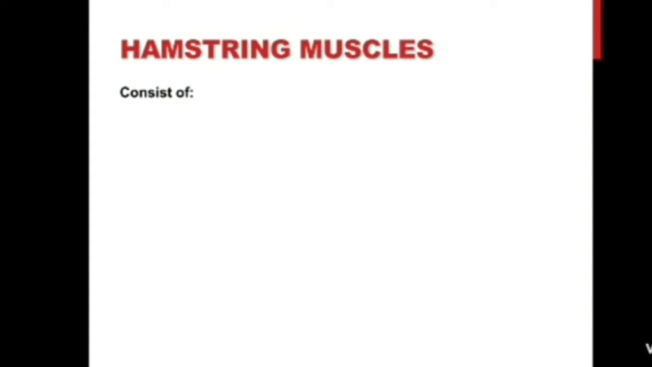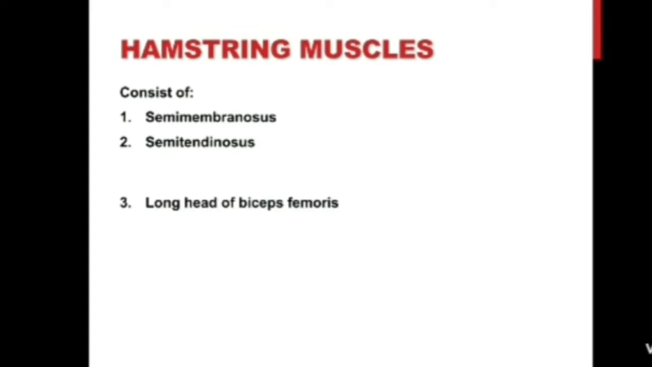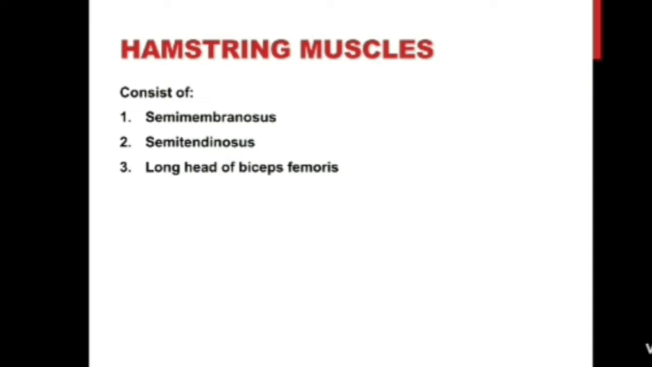So the hamstring muscles, as we have learned, are the chief muscles of the back of the thigh. But what are these muscles? What constitutes these muscles? First would be semimembranosus, then semitendinosus, so two semi muscles, then the long head of biceps femoris but not the short head, remember that, and the ischial head of the adductor magnus muscle, which we have already dealt with in the medial compartment of the thigh.